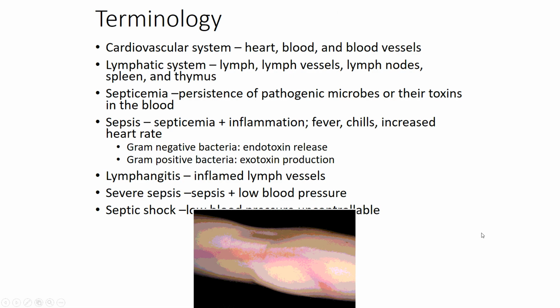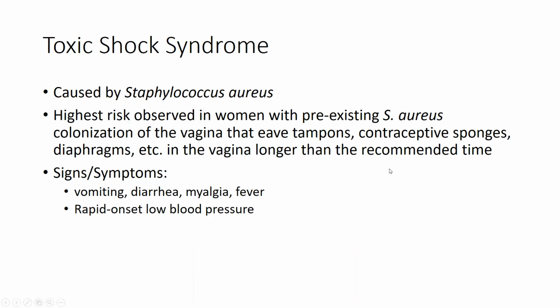So a little bit of terminology before we move too far. Septicemia, this is going to be the presence of pathogens or toxins in the blood. When sepsis occurs, that's when you see the pathogen in the blood plus some inflammation. And then we may end up with a septic shock. And I apologize, the picture's a little bit in the way. But with septic shock, we're going to see a huge drop in blood pressure. So let's take a look at some of the important infections we need to cover in this chapter.